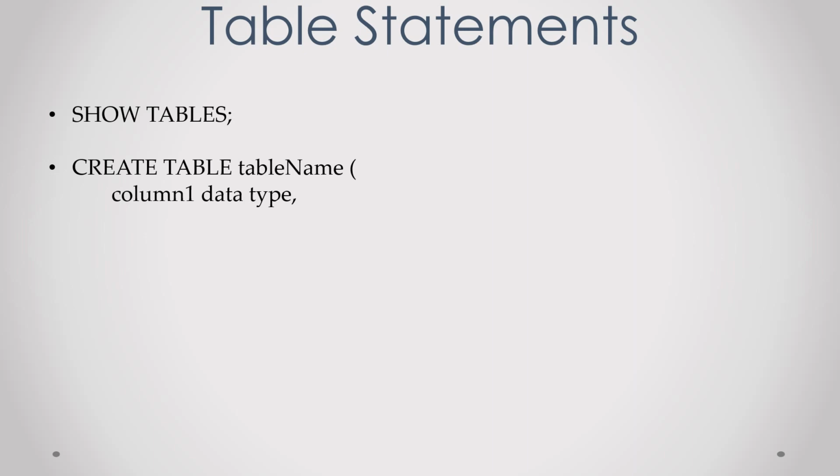We will learn about MySQL data types and constraints in a separate tutorial. For now, just keep in mind that we need to give the column name and its data type. If we have multiple columns in the table, we separate them with a comma. And finally, complete parenthesis and a semicolon to end the statement.